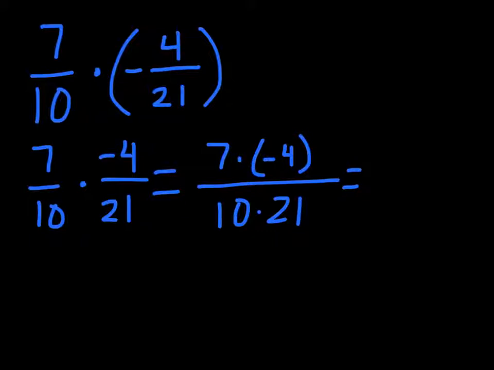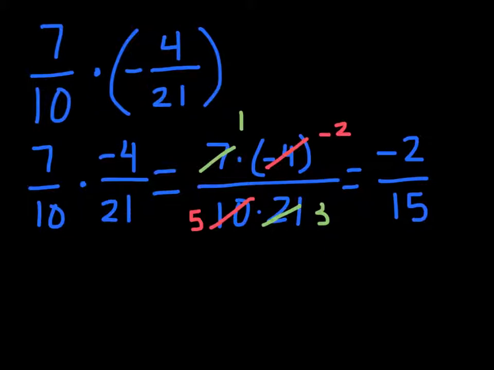We can divide out common factors, so we can cross-reduce 7 and 21 to get 1 and 3, and we can cross-reduce -4 and 10 to get -2 and 5, giving us a final answer of -2 over 15. We then rewrite that answer, placing the negative sign in front of the entire fraction instead of leaving it assigned to the numerator.